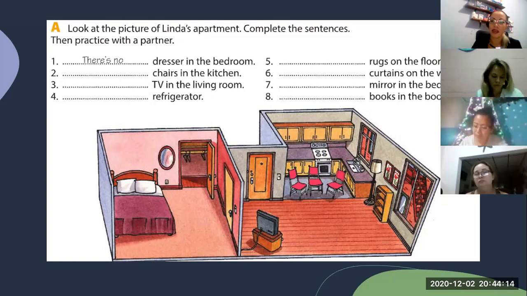Now, curtains on the windows. There aren't any curtains. Excellent. ¿Pudieron haber puesto there aren't curtains in the windows or there aren't any curtains in the windows? And it's okay. Excellent. Number seven.